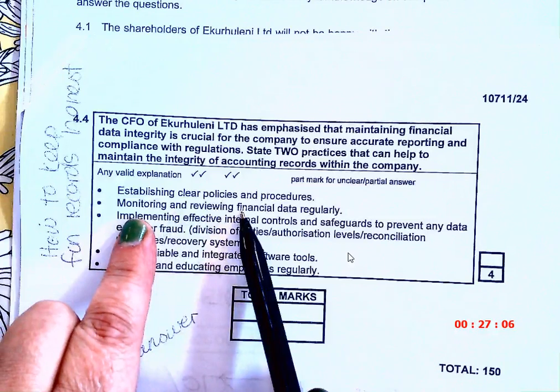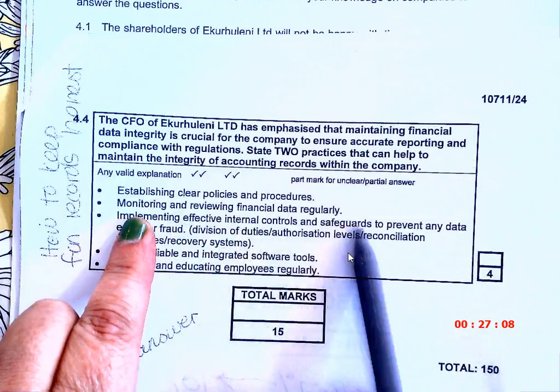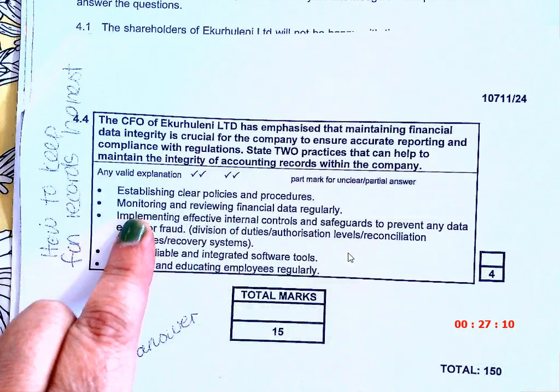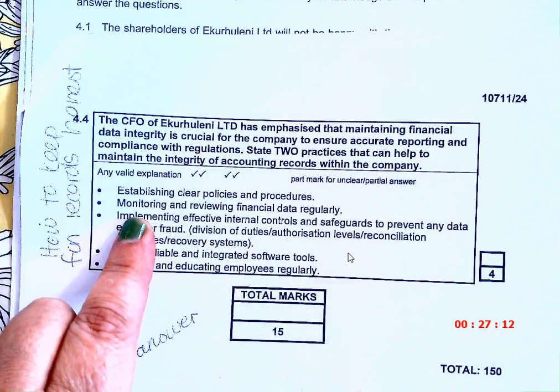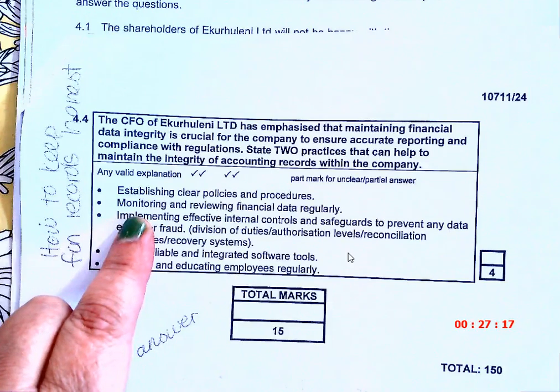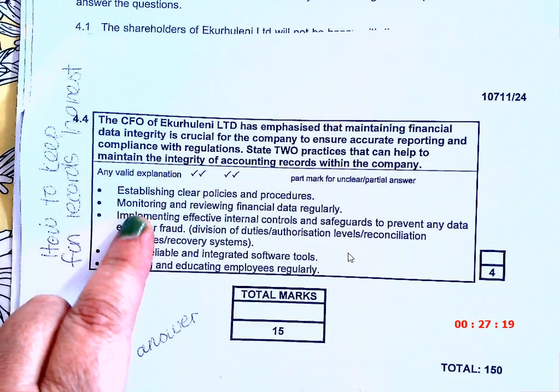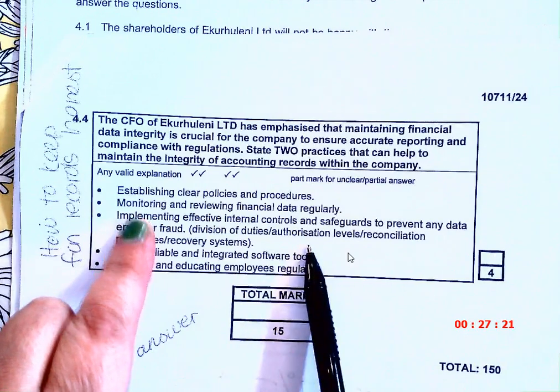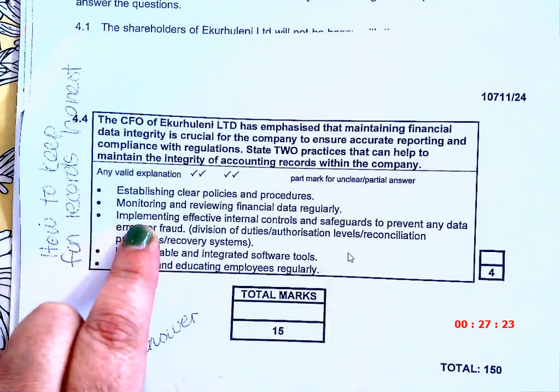Monitoring and reviewing financial data regularly. Don't wait for the external auditor to come. Expect your internal auditor to also do a regular audit, as if he is an external auditor. Right? So you don't have to pay him extra because it's part of his salary.